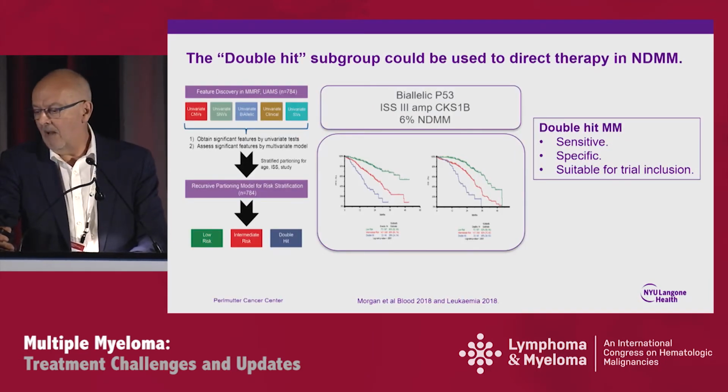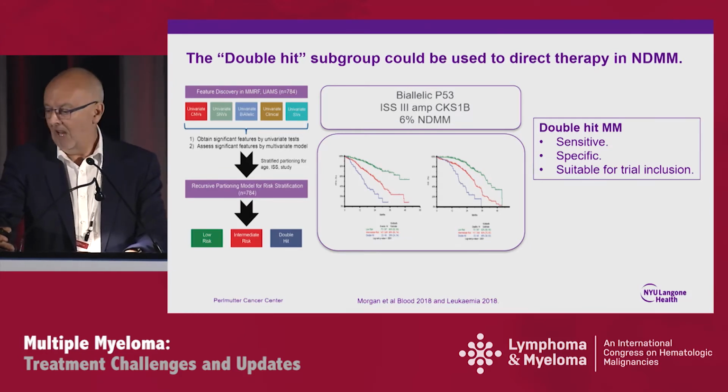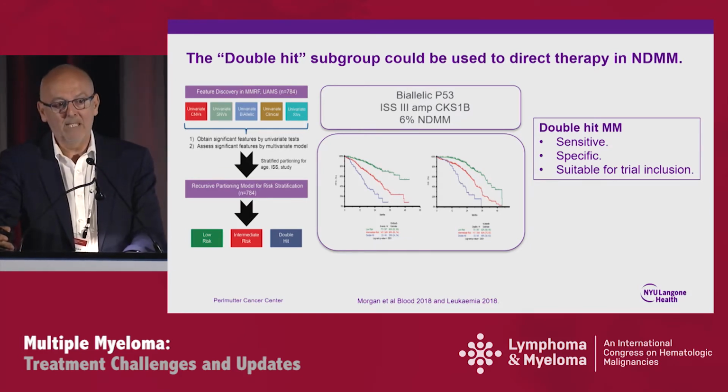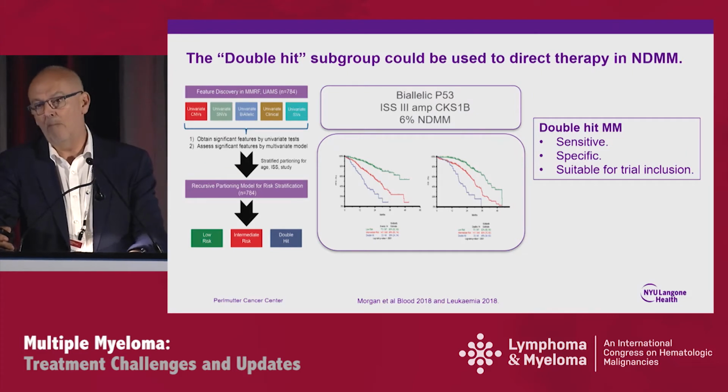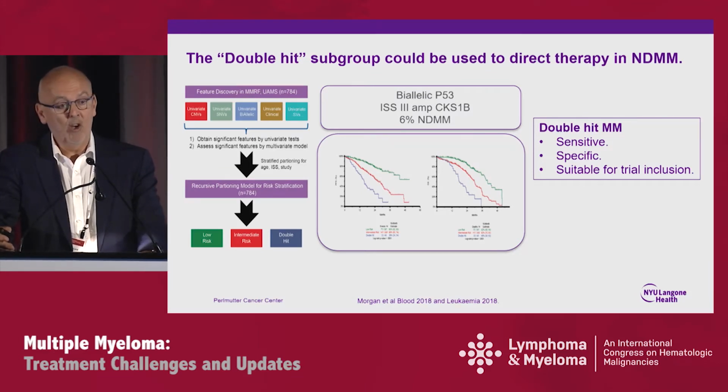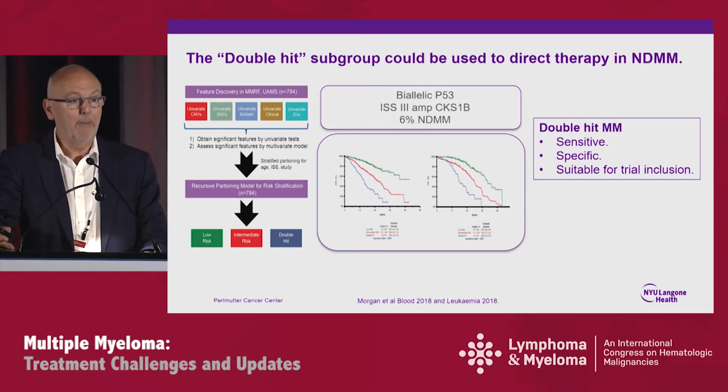And so this double hit myeloma, which consists of about 6% of newly diagnosed, is based on biallelic p53 interruption and amplification of CKS1B on chromosome 1q. These cases, the bottom blue curve, go to the baseline really quickly. We've had 20 years of introduction of new therapy, and this group has probably not changed in its outcome during that time.